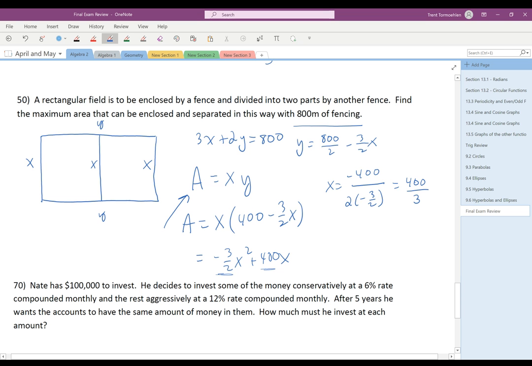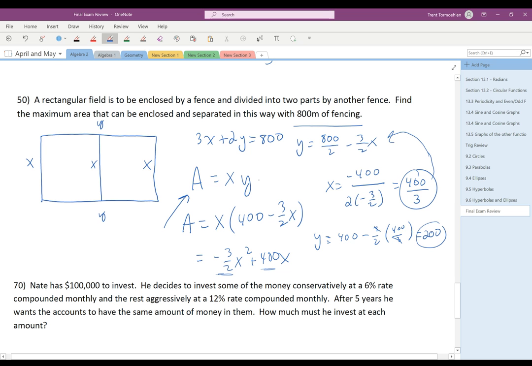Well, if x is 400 over 3, you can just substitute it into this one here to find out what y would end up being. And so if x is 400 over 3, then y is going to be 400 minus 3 halves times 400 thirds. And so the 3's cancel there, and so y just turns out to be 200. So the maximum area happens when x is 400 over 3 and y is 200.